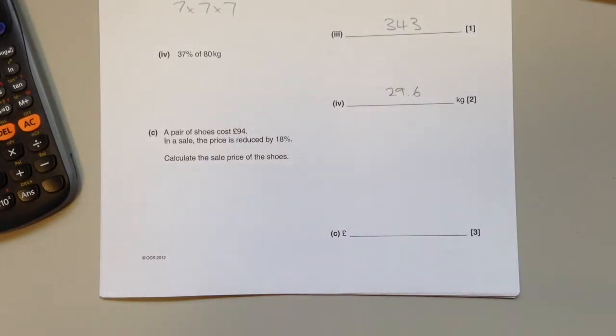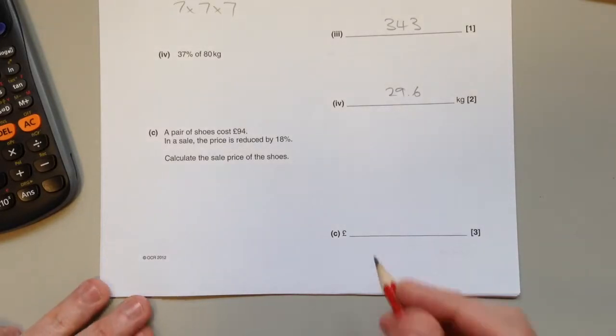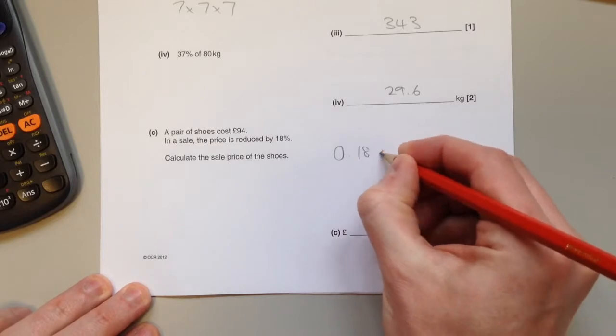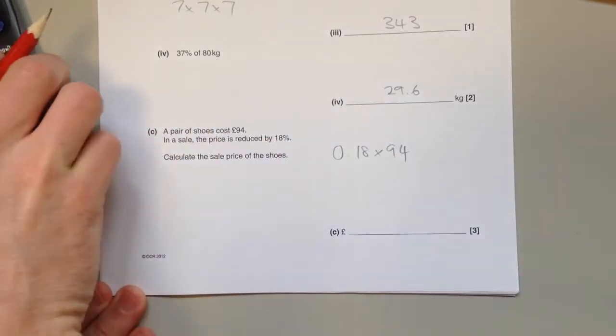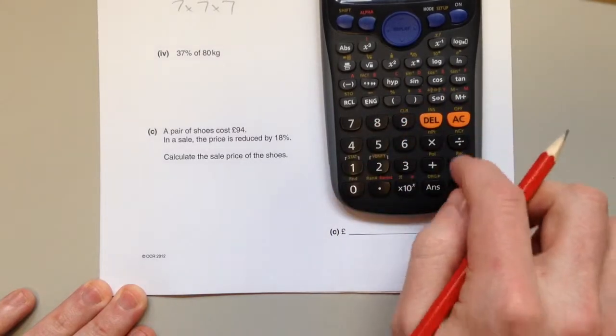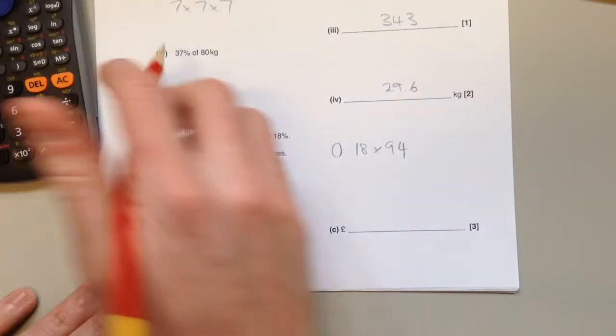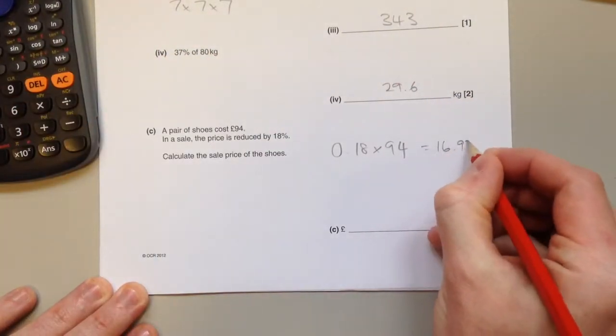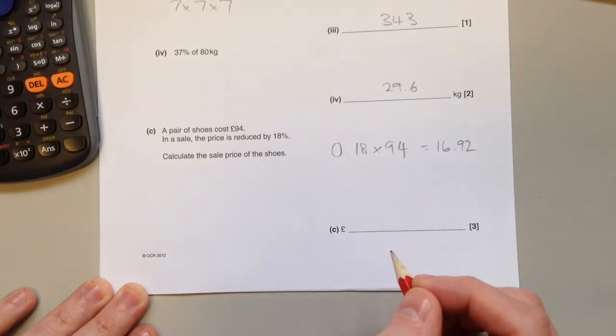And C. A pair of shoes costs £94. It's reduced by 18%. What's the sale price of the shoes? We use a similar method to what we did above. We need to find 18% of 94, which is £16.92. So that's how much the shoes are reduced by.